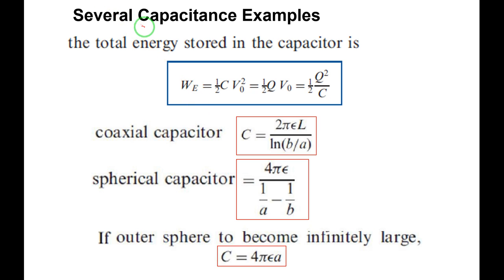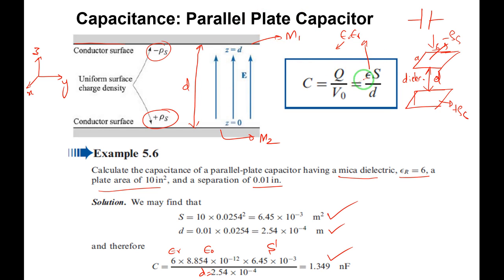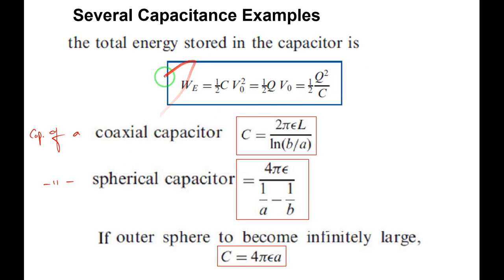There are several capacitance examples. We will consider the capacitance of a coaxial capacitor and the capacitance of a spherical capacitor. We'll see all these things. So the capacitance of a parallel plate capacitor is epsilon S by d. Next, I'll come to this later. The capacitance of a coaxial capacitor: take a coaxial cable. In a coaxial cable also the capacitance effect is there, and we call that a coaxial capacitor. Let me try to picturize it.